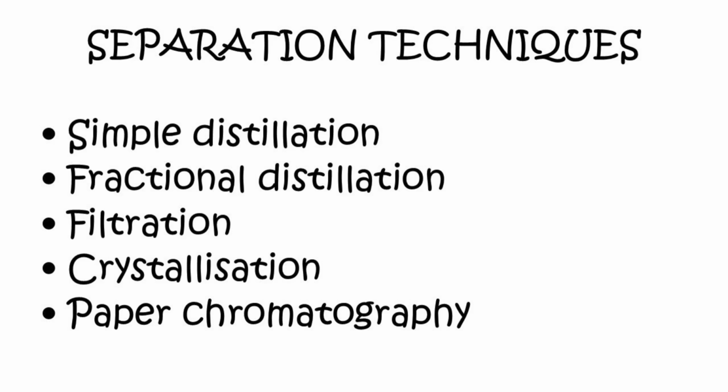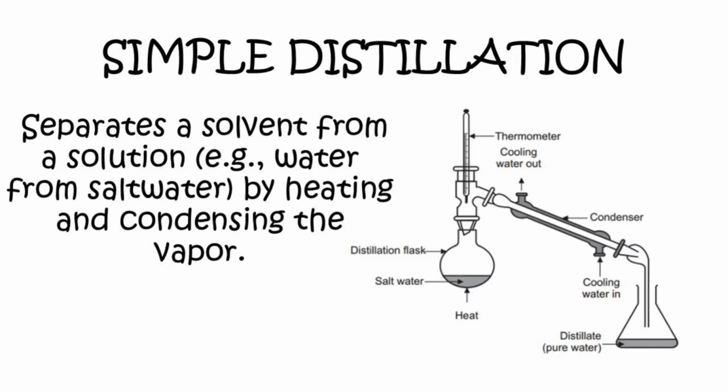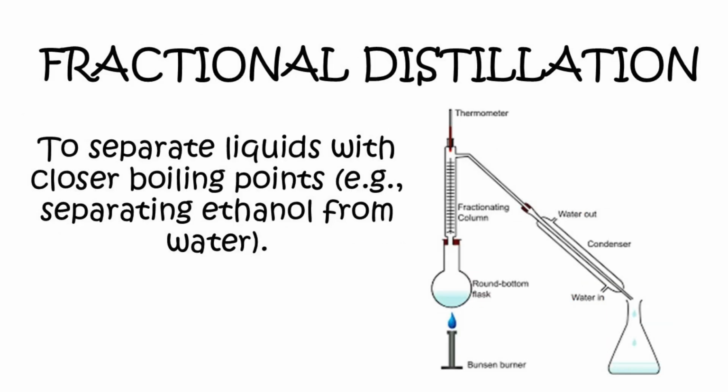How do we separate mixtures? Let's explore some key techniques used in chemistry labs. Simple distillation is great for separating a liquid from a solution. It works because the liquid has a lower boiling point than the dissolved solid. Fractional distillation is used to separate liquids with different boiling points, like ethanol and water. It's also how we separate components of crude oil.